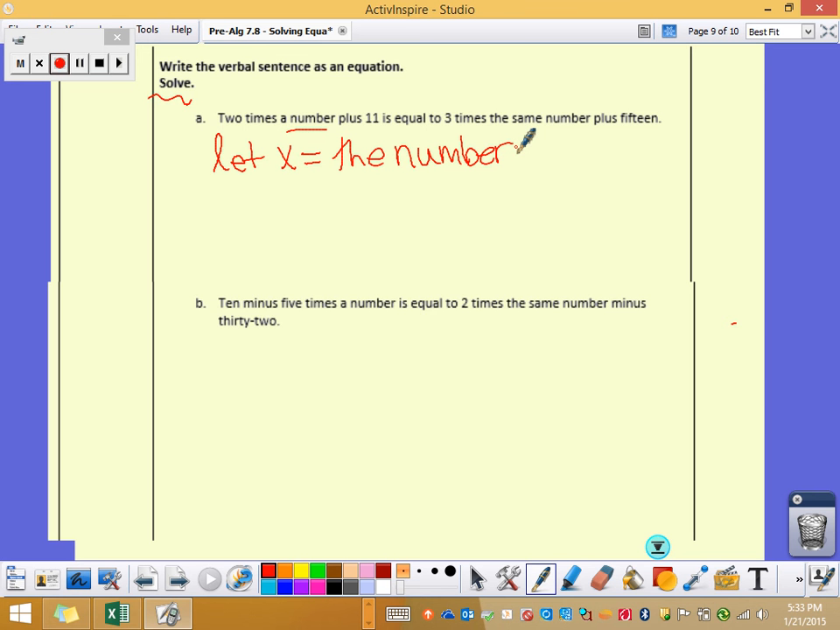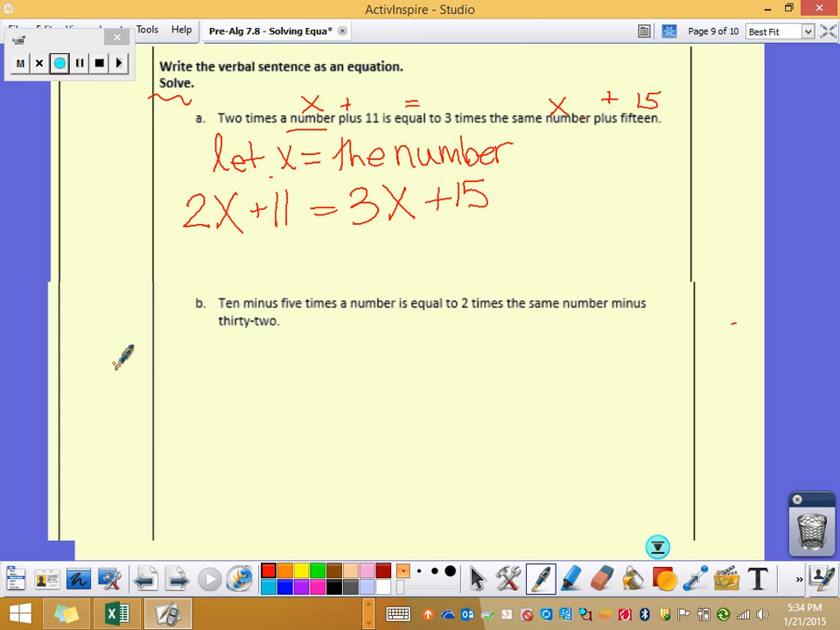And then we're going to write down exactly what we read. 2 times a number. That sounds like 2 times, wait a second, we called x the number. So instead of the number, we're going to write x. So 2 times x, and then here we have another place where we're talking about the number. The same number. So we're going to call that x also. 2 times the number plus, we're adding here, 11 is equal to 3 times the same number plus 15. 3 times the same number, we called that number x, 3x plus 15.